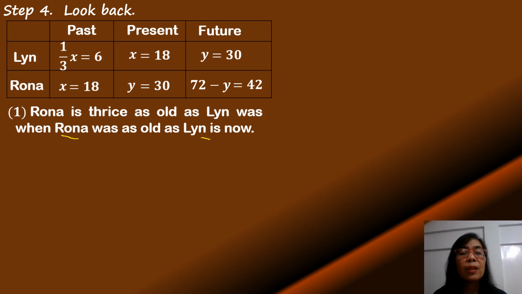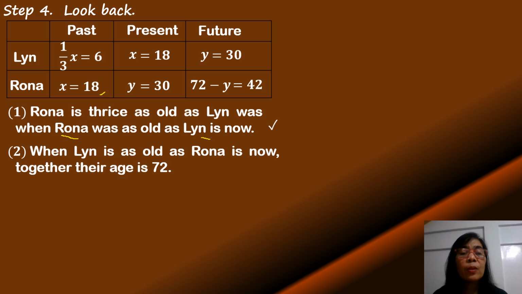So Lynn is 18 years old. When Rona was 18, this age of Rona is thrice the age of Lynn, which is correct because Lynn was 6 years old then. And 18 is equal to 3 times 6. So the first condition is satisfied. The second condition is when Lynn is as old as Rona is now, together their age is 72. So Rona is now 30 years old.